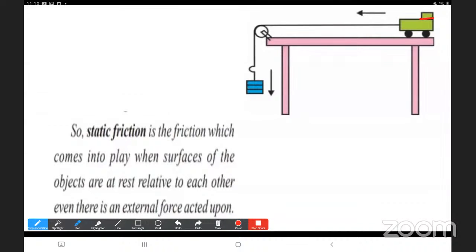Here the surface of the block is at rest relative to the trolley surface. So these two surfaces are at rest relative to each other, even if an external force is acting upon them. When we are increasing the weights on this weight hanger, the two surfaces, the surface of the block and the surface of the trolley, are still at rest relative to each other. So we can say that static friction is present when the surfaces of the objects are at rest relative to each other, even if an external force is acting upon them.